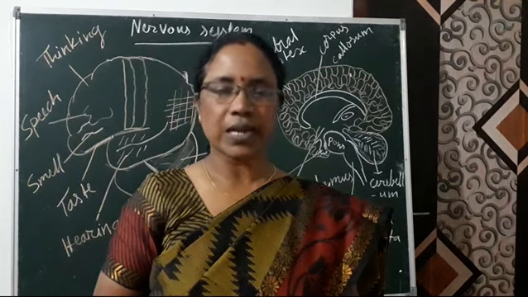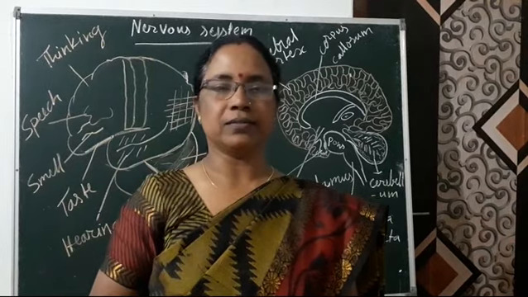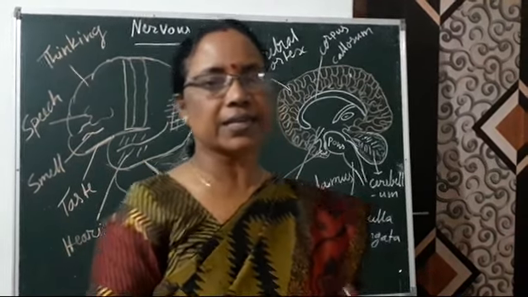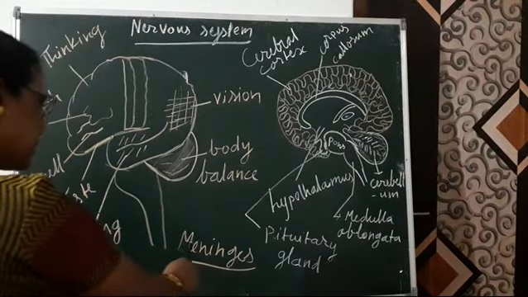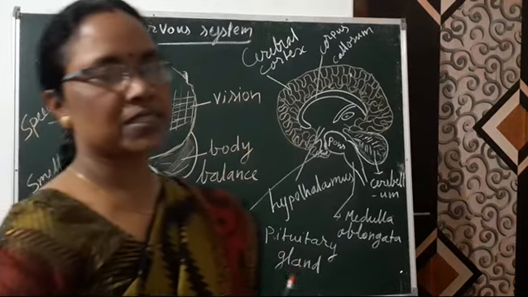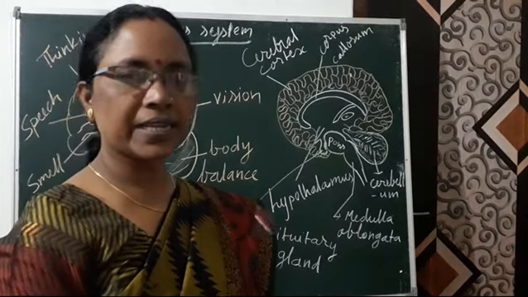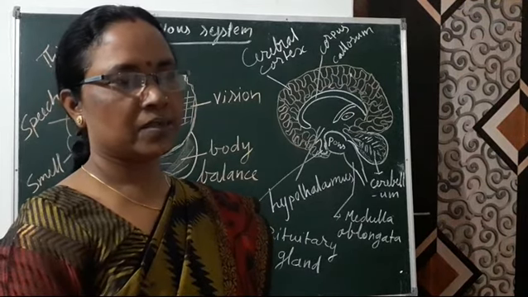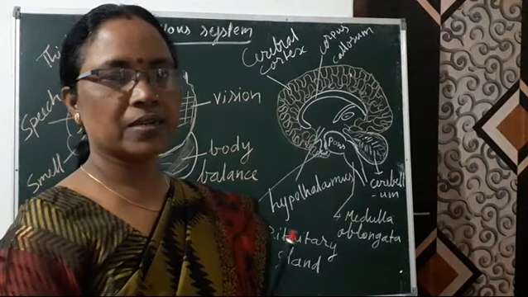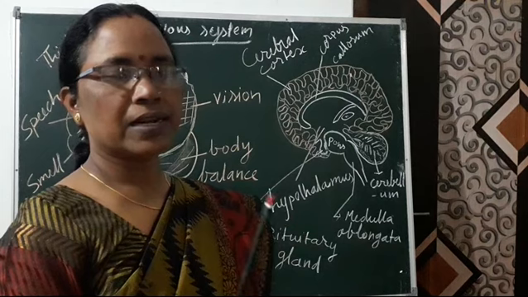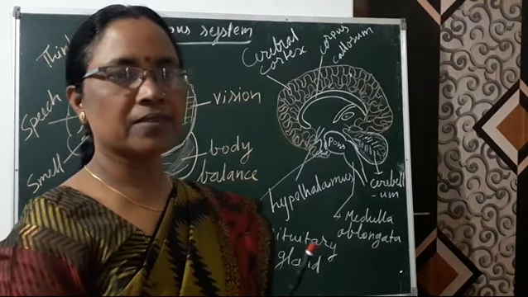Sometimes you are asked to name the covering of the brain, and that is meninges. The meninges is divided into three parts: outer dura mater, which is tough and fibrous, middle arachnoid, which is delicate, and inner pia mater, which is richly supplied with blood vessels.